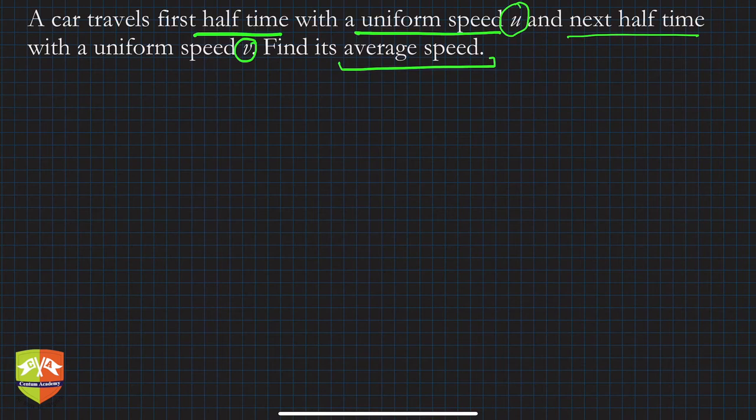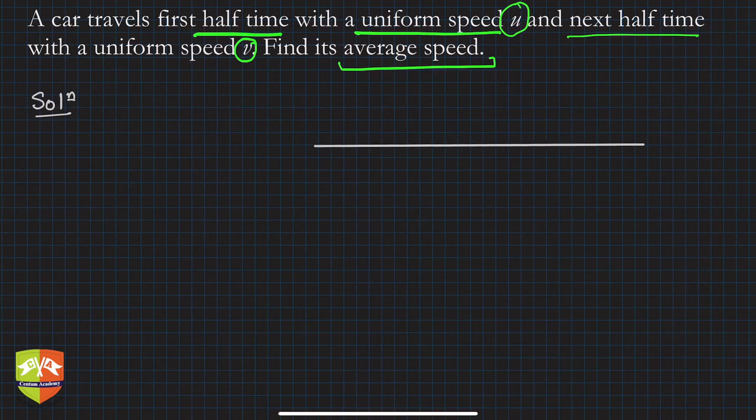In the previous session, the case was the object traveling for half the distance with a constant speed u and the next half distance with constant speed v. In this case, they are talking about time. Half the time, speed u, and next half the time, speed v. As discussed in the previous case, the first step should be to draw a representative diagram. It always helps in understanding the problem.